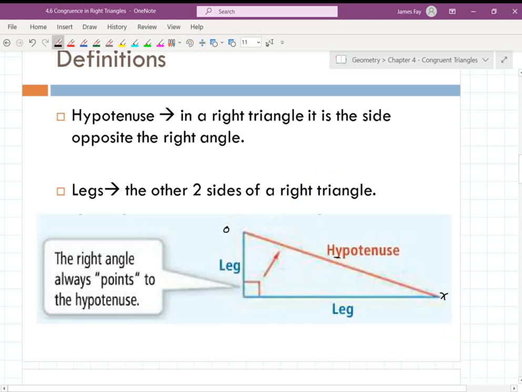Then the other two sides are referred to as legs. What I like to do is identify my hypotenuse, and then by default that means everything else has to be a leg. You can think about the legs as being the sides that create the right angle, correct? There will be another term that we identify a leg with for a right triangle. Does anybody know?